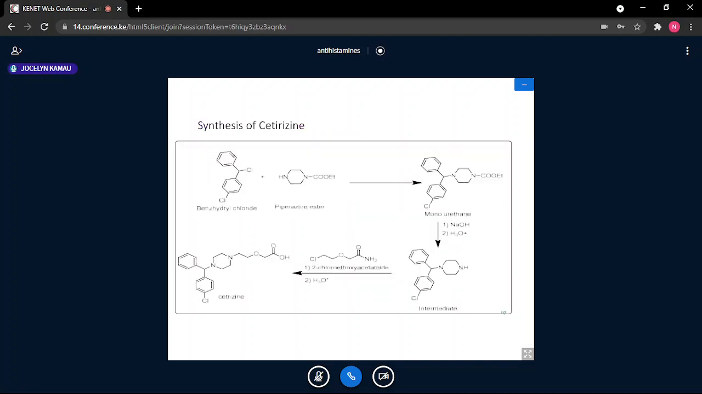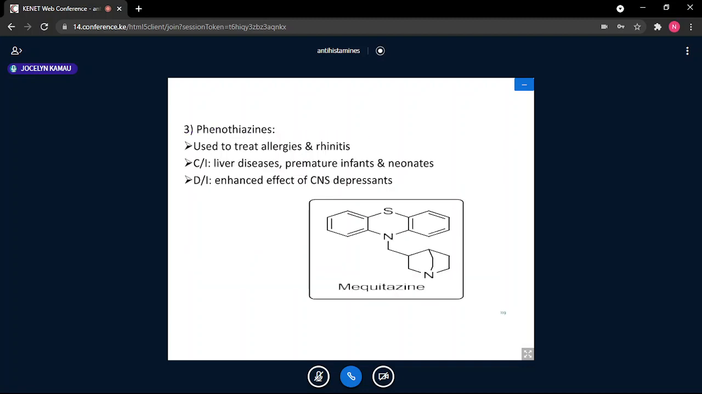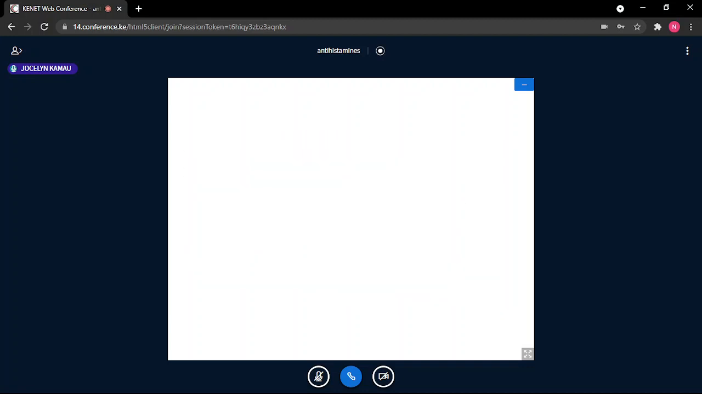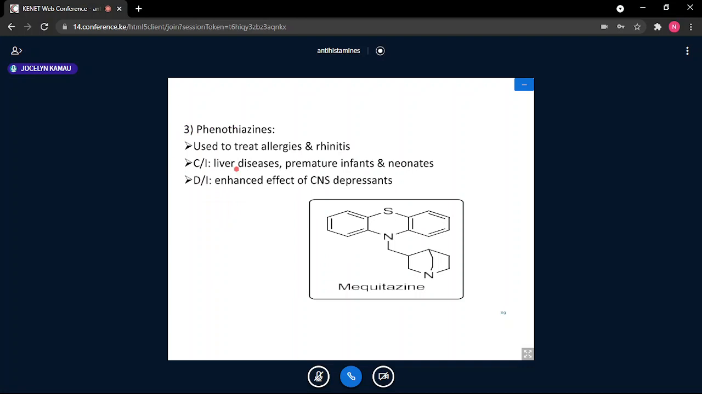We have looked at the alkylamine derivatives and the piperazine derivatives, and we have the final one, I think. No, the last, no, we still have the piperidine. Then we have the phenothiazines. Again, I'm seeing no change, we are still having the same classes.